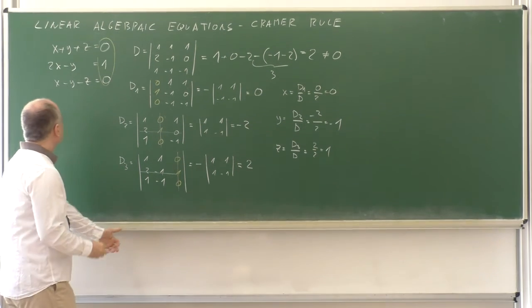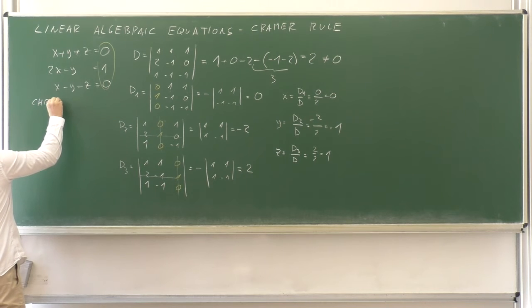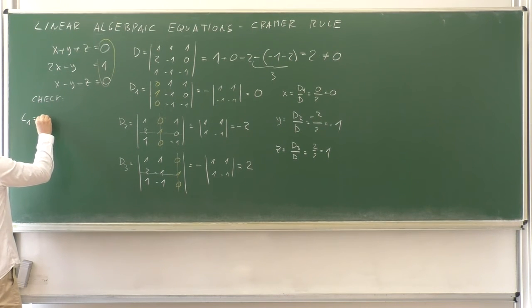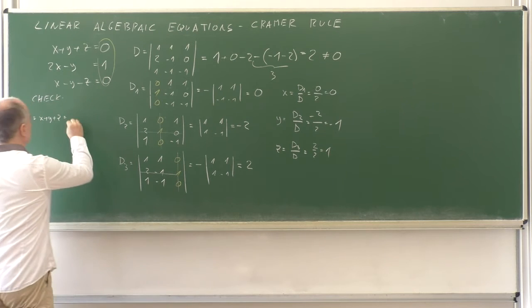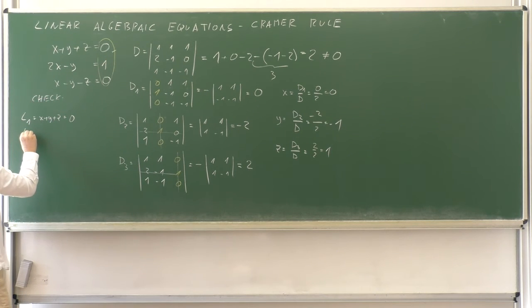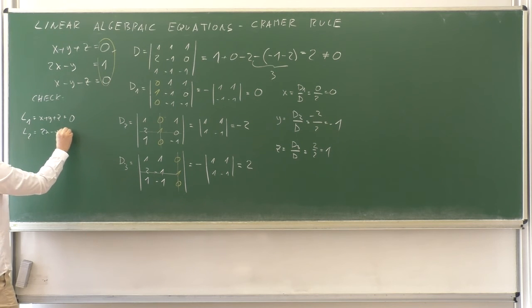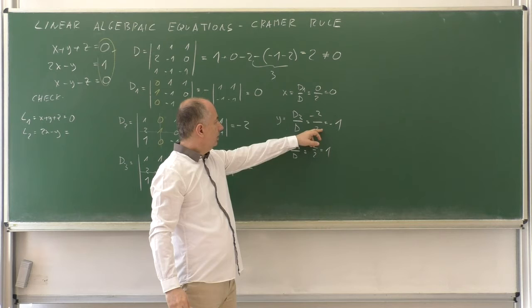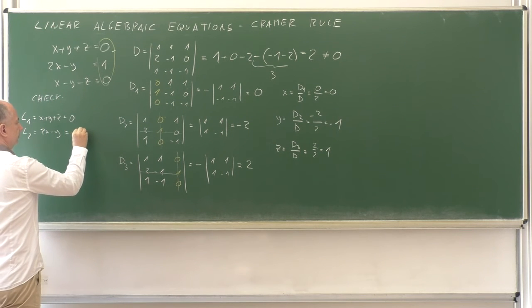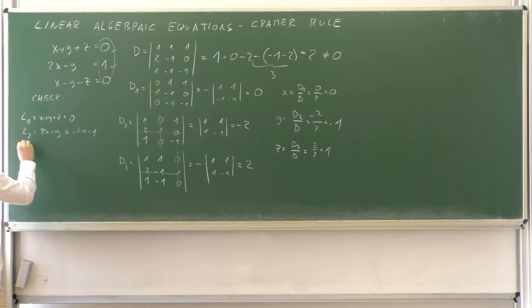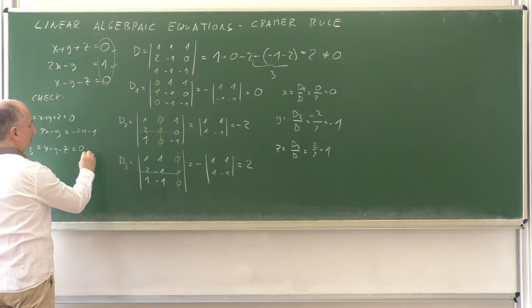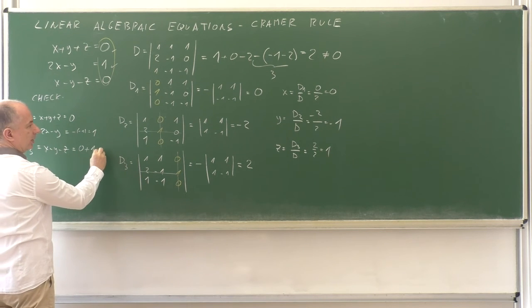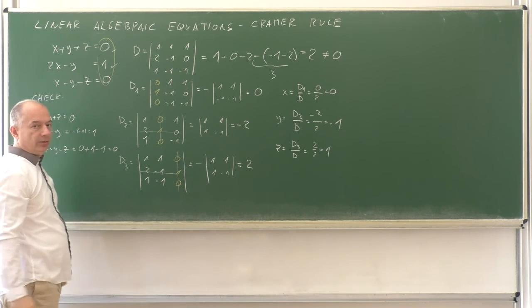We can check this solution easily. On the left of the first equation, we have x plus y plus z, which is 0 minus 1 plus 1 is 0. And this is exactly what we have on the right. On the left hand side of the second equation, we have 2x minus y, which is 0 minus minus 1, which is plus 1, which is exactly what we have on the right. And on the left of the third equation, we have x minus y minus z, which is 0, minus y is plus 1, and minus z is again 0. It was good.